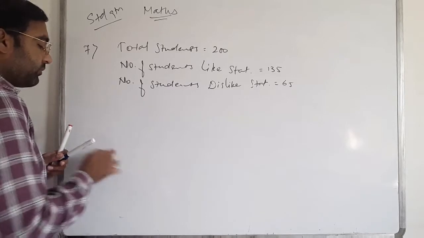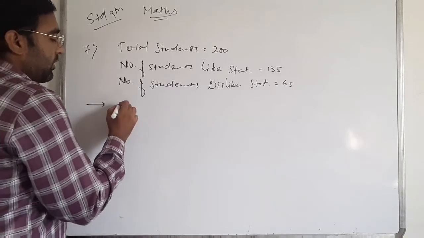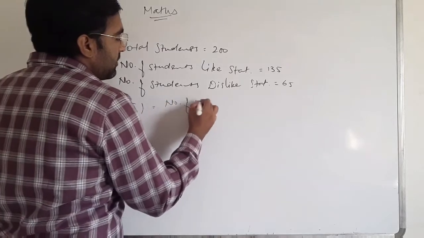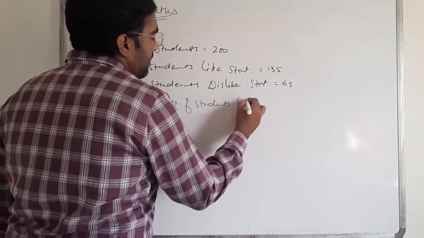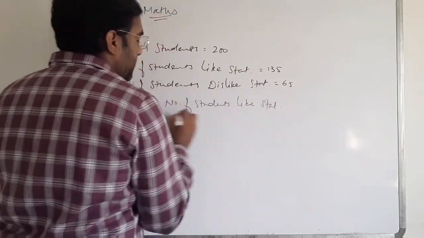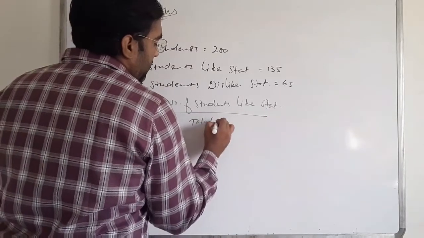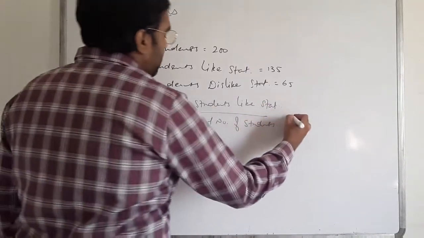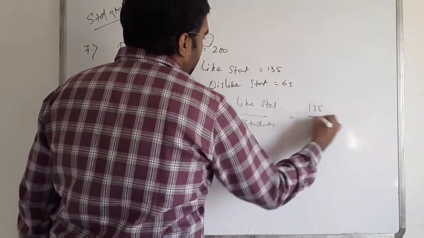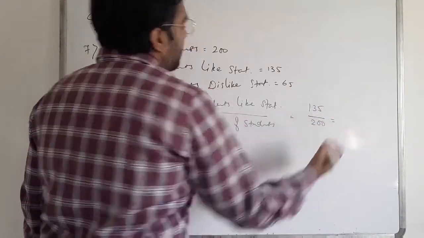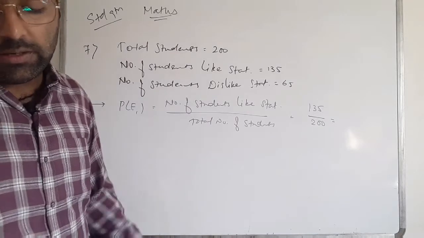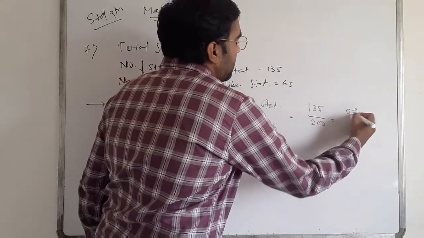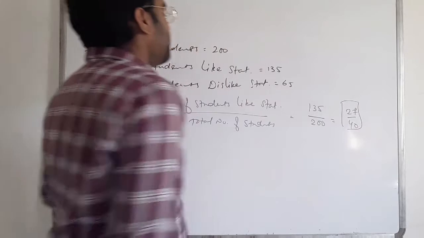So first of all, P of E1 is the number of students who like statistics upon the total number of students. The number who like statistics is 135 upon the total number of students, that is 200. Now you have to move for the cancellation. After the cancellation you get the answer 27/40. So this is your final answer.